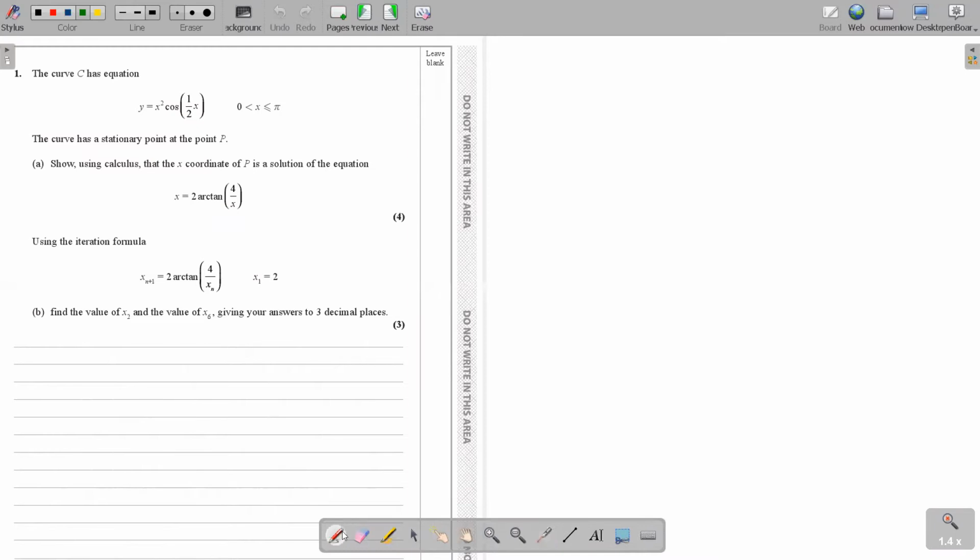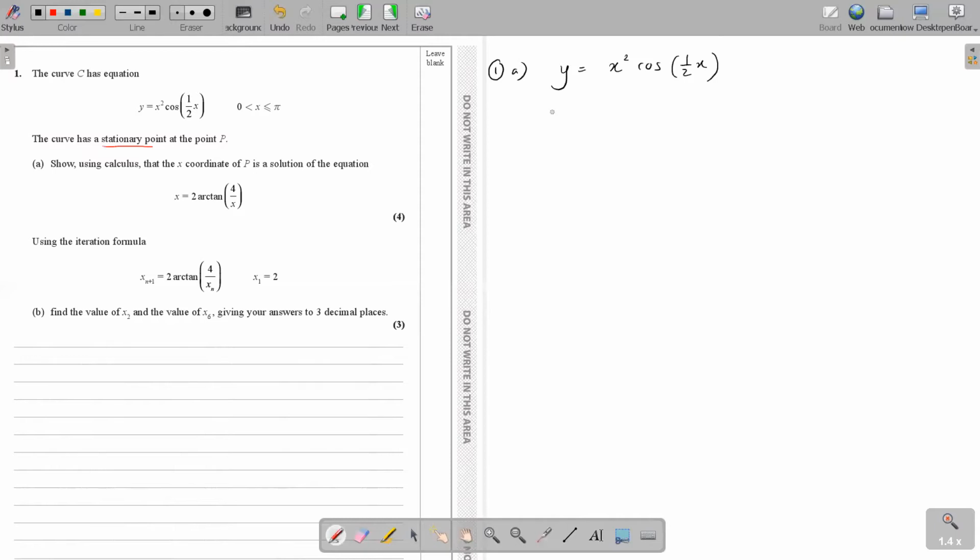So they're talking about a stationary point. What do we mean by a stationary point? Obviously at a stationary point, in other words a turning point, the gradient, the dy by dx term, will be set to 0. So all you've got to do in part A of the first question is take y equals x squared cos half x and find dy by dx first.